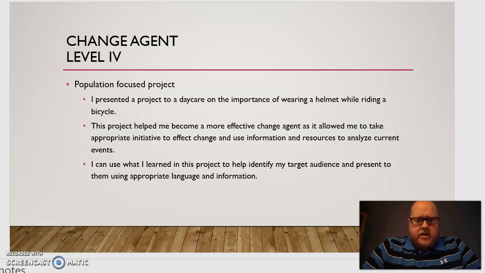My next change agent, level 4, was a population focused project. I presented to a daycare on the importance of wearing a helmet while riding a bike. The project helped me become a more effective change agent as it allowed me to take appropriate initiative to effect changes and use information and resources to analyze current events in my hometown. I can use what I learned in this project to help identify my target audience and present to them using appropriate language and information.